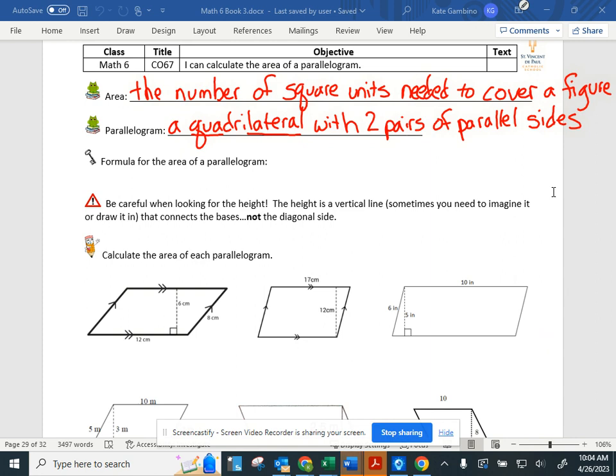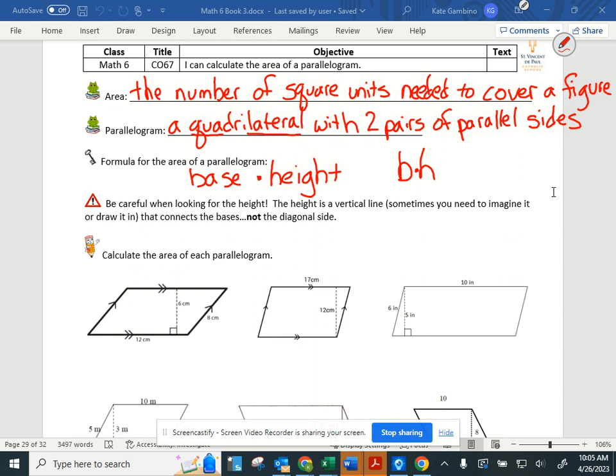So we have a formula for finding the area of a parallelogram. We know for a rectangle, it's the length times the width. It's different for a parallelogram. For a parallelogram, it is the base times the height. We could say the B times the H, base times the height. So we need to know what that means.